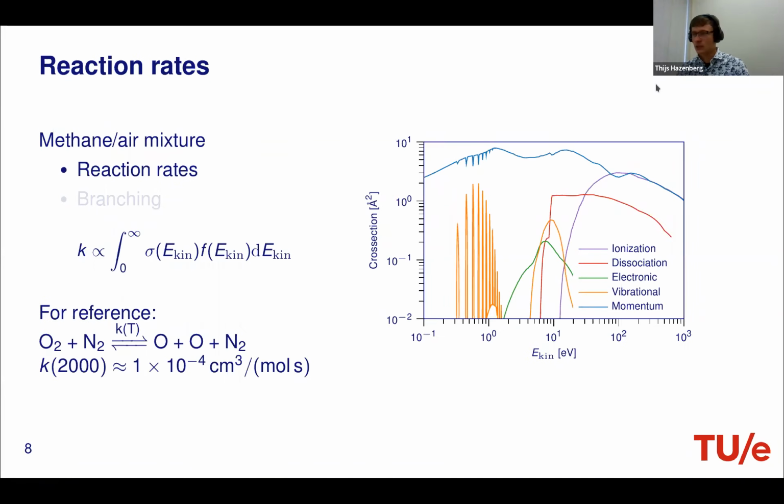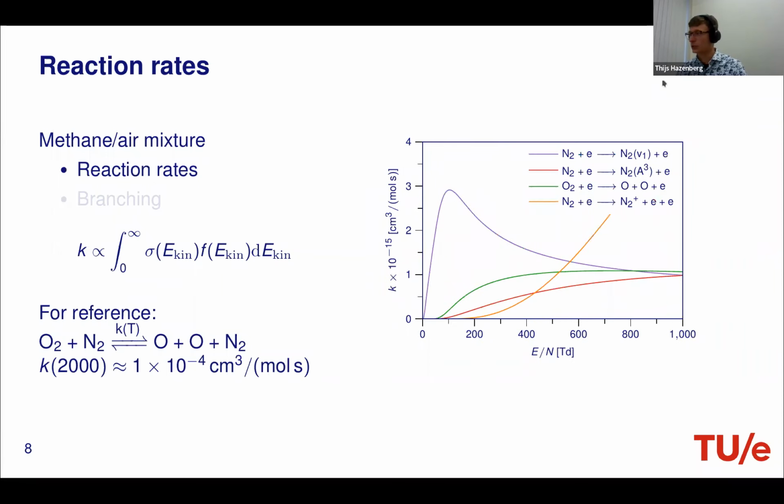So if you have a methane air mixture and we look at reaction rates, what we then have to do is integrate this distribution function by the cross section. And then that gives... and if you also introduce the collision frequency, then you have the reaction rate.